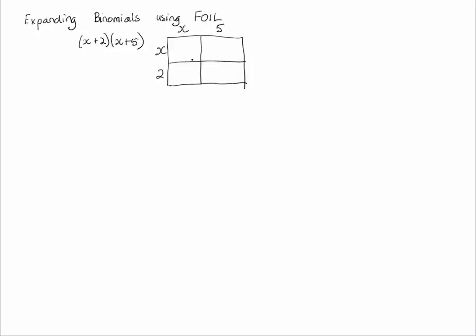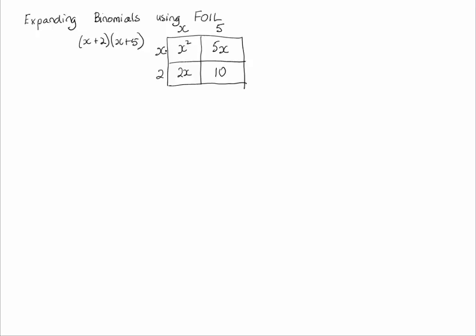And the area of each of these squares in the rectangle is found by multiplying the sides. X times x is x squared. We have 2 times x is 2x. We have x times 5 is 5x. And we have 2 times 5 is 10. I'll put a link to the previous video so that you can watch that.